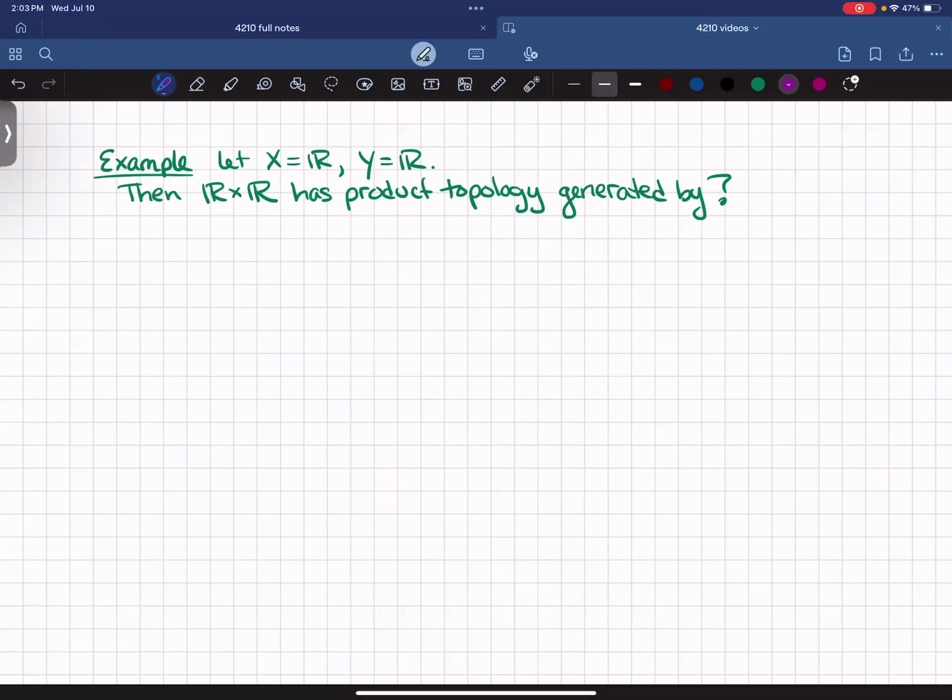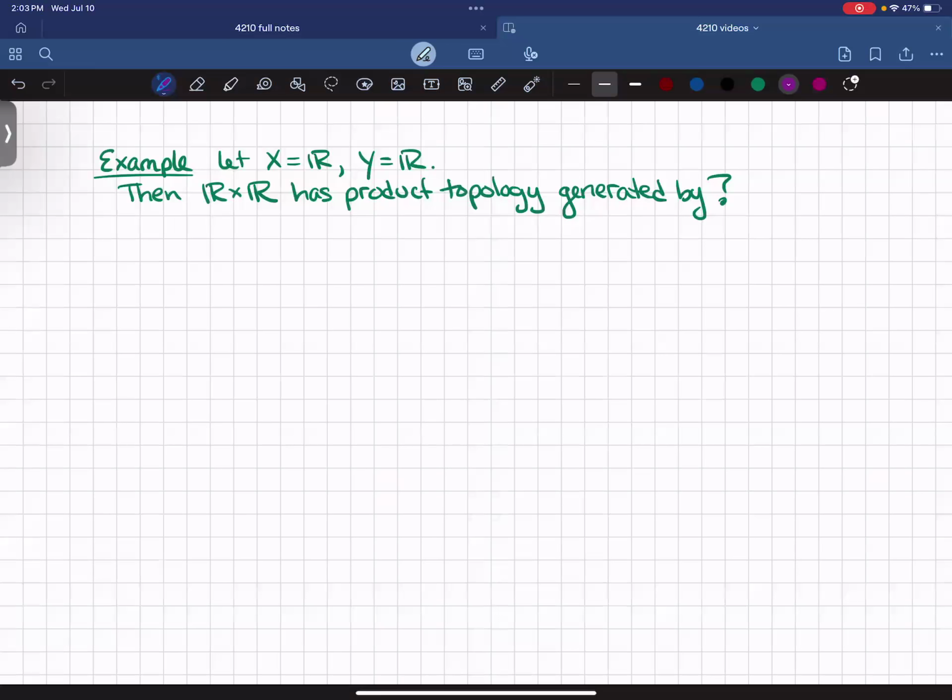Derive the product topology on R cross R using the definition of a product topology. The definition of a product topology when you have a cross product of two spaces is that the basic open sets in the product topology have the form of open sets from the first coordinate topology crossed with open sets from the second coordinate topology.